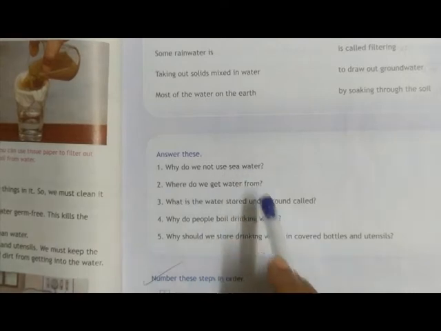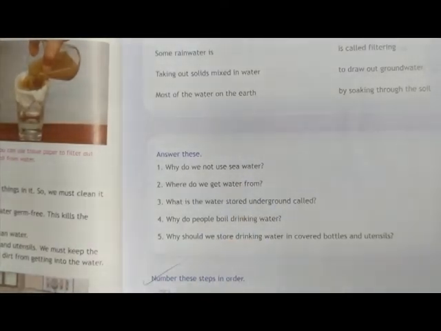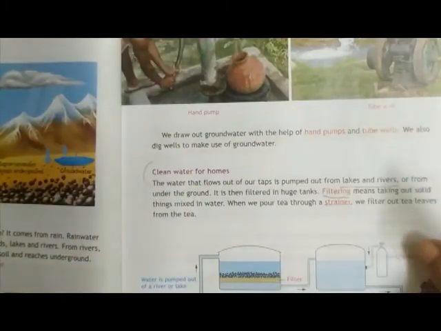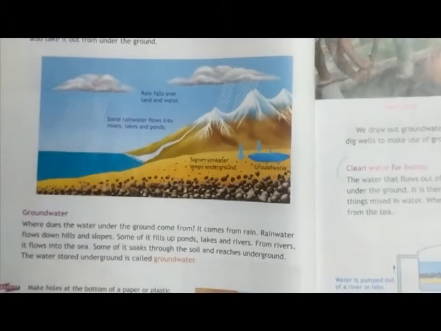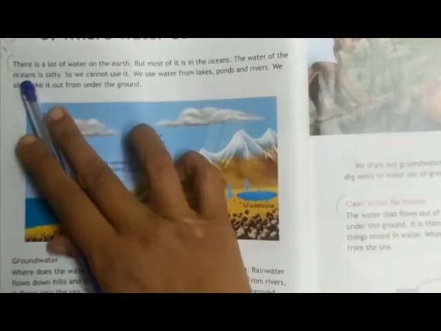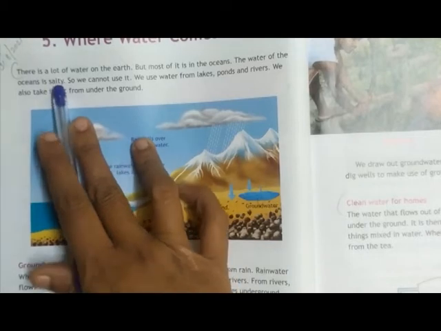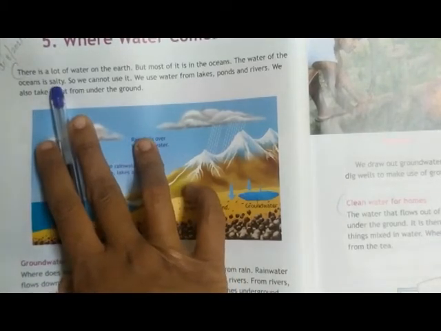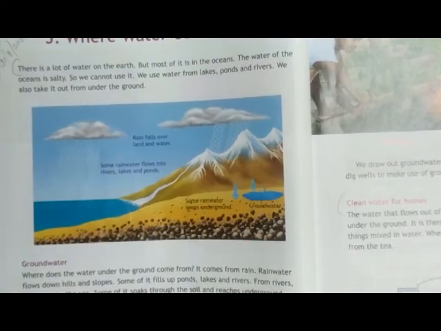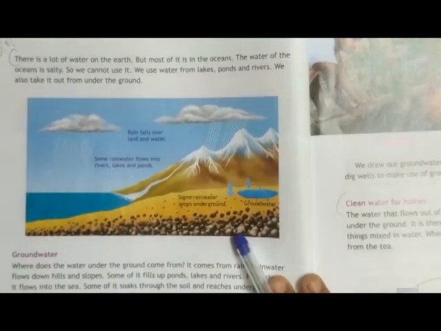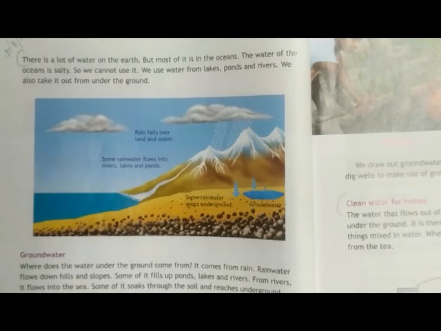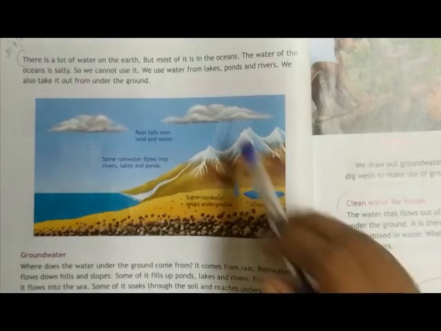The first question is, why do we not use seawater? It's simple, isn't it? Seawater is the water from the sea, and the water from the oceans is very salty. That is the answer for the first question. Why do we not use seawater? Because the seawater is salty, so we cannot use it.